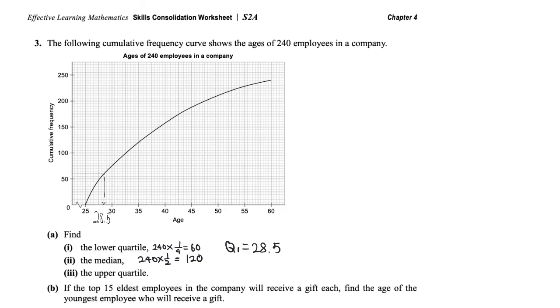Okay, and no matter how you draw it, just make sure that you have got a ruler with you when you do this problem. Okay, just make sure that you have got a ruler. And when you draw it, you will know that this is equal to 35. Last one, for the upper quartile, that will be 3/4.